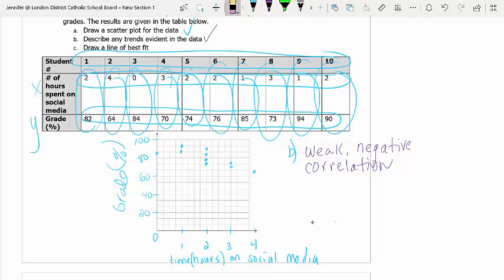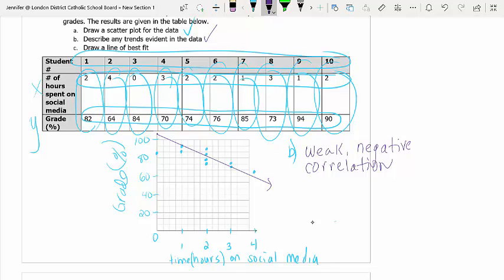So for this, I need to make sure it goes through as many points as possible, and that there's as close to an even number of points on either side of the line. Okay, so I went through almost 3 points, and I have 3 on one side and 4 on the other side.